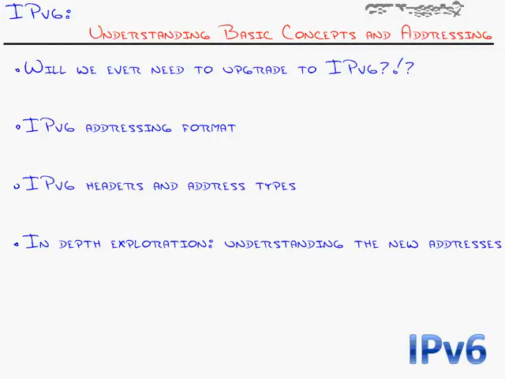We'll then look at the IP version 6 addressing format and what the new kinds of addressing look like. They're big. We'll then look at the headers and address types because there's many different kinds of IP addresses in IP version 6. And we'll do some in-depth exploration into what these new addresses look like and even basics of how we can start subnetting.